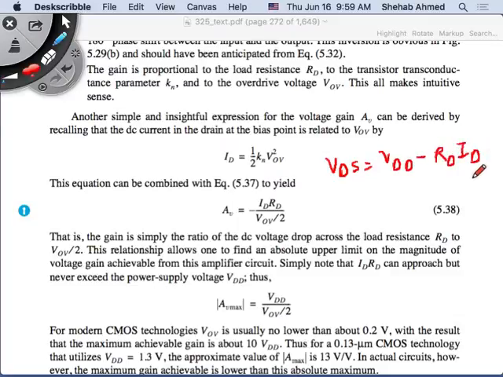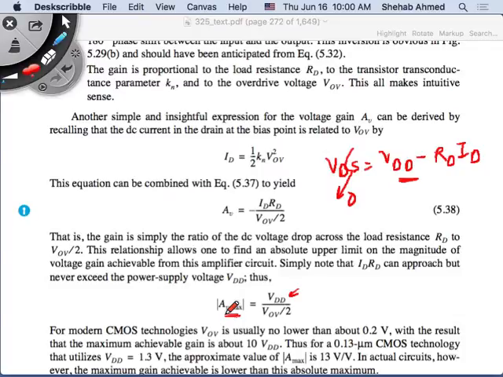If VDS is 0, right, I get RD·ID equals VDD. That's the maximum value of RD·ID, which tells you that's the maximum value that you can plug in here, corresponding to the maximum value of gain that you can get.